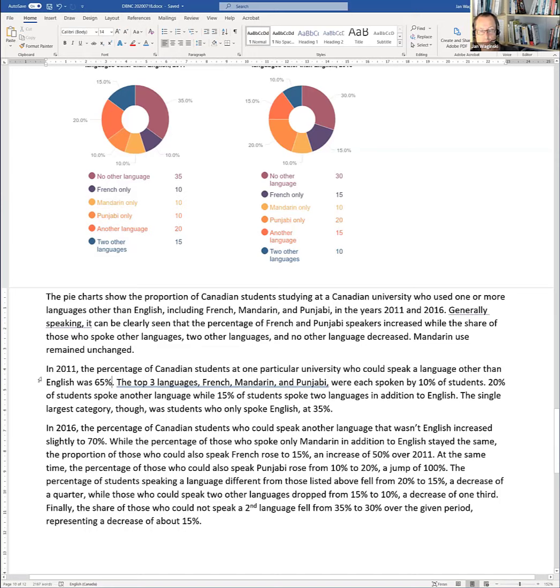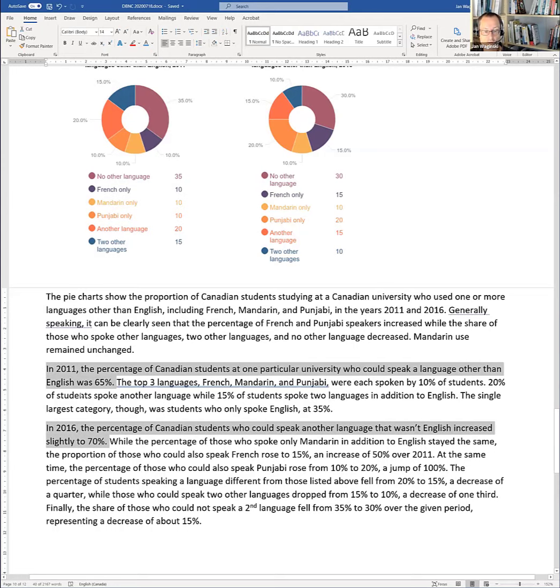The top three languages, French, Mandarin, and Punjabi, were each spoken by 10% of students. 20% of students spoke another language, while 15% of students spoke two languages in addition to English. The single largest category though was students who only spoke English at 35%. In 2016, the percentage of Canadian students who could speak another language that wasn't English increased slightly to 70%. And sorry, just to interrupt you for a sec. Notice how this is parallel to this one.